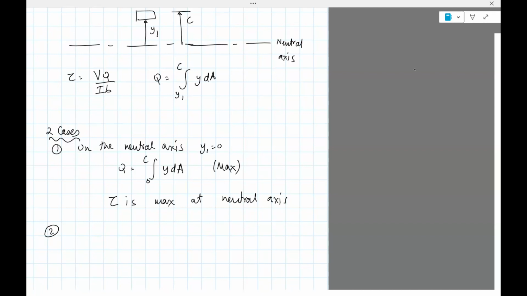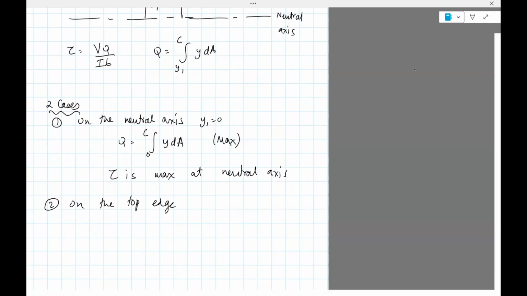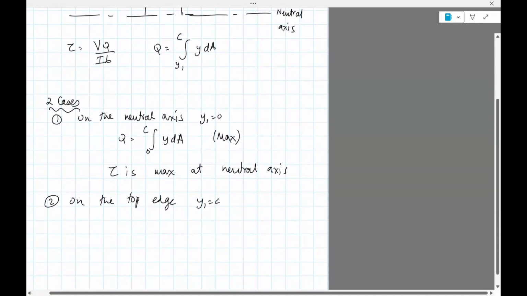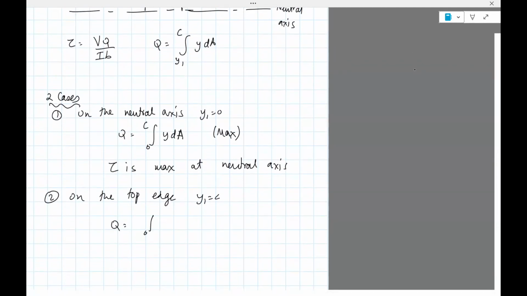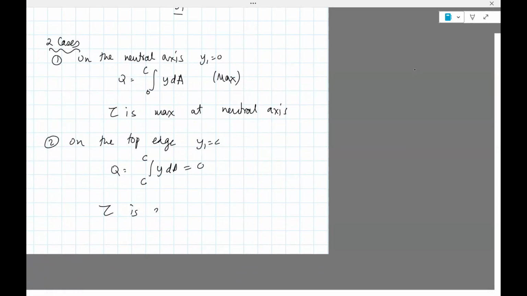Okay. The second case is on the top edge. Here y1 would be c, right? This is the top edge. So here Q would be 0. So sorry, y1 would be c, bottom limit. Top limit is c, y dA, that's 0. So tau is 0 on the top edge. In other words, the shear stress is 0 at the top edge. It's maximum at the neutral axis.